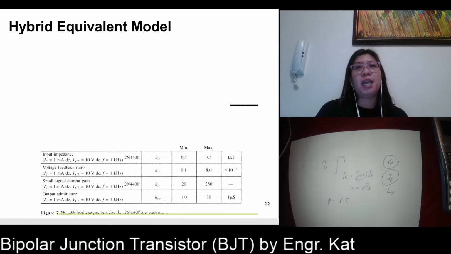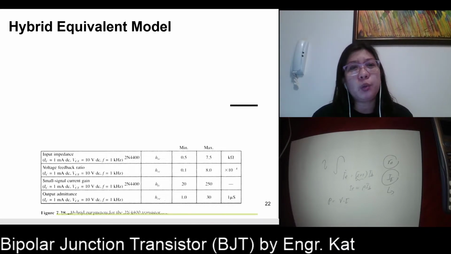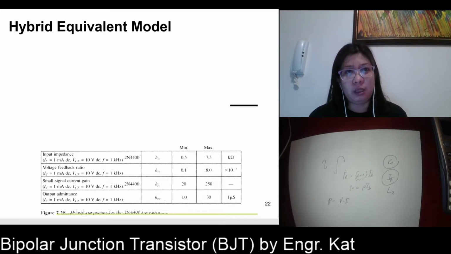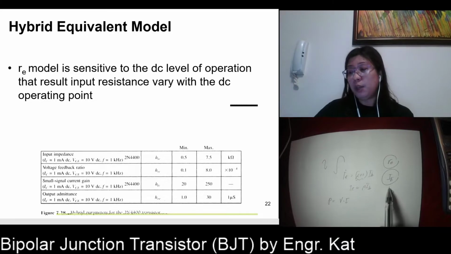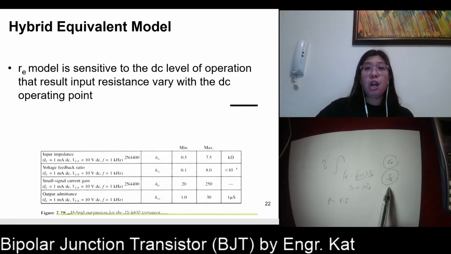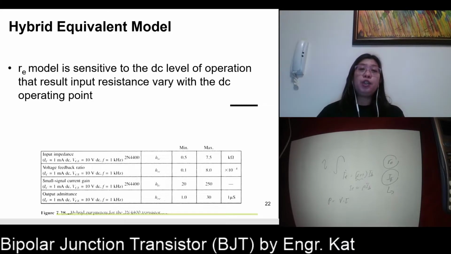Okay, so we have the second model. The second model is what we call the hybrid equivalent model. The hybrid RE model is sensitive to the DC level of operation. Why? Because of the appearance of IE here. So the resulting input resistance varies with the DC operating point. When your DC operating point changes, that means there is a change in your DC current. So technically, there will be a change in your RE.